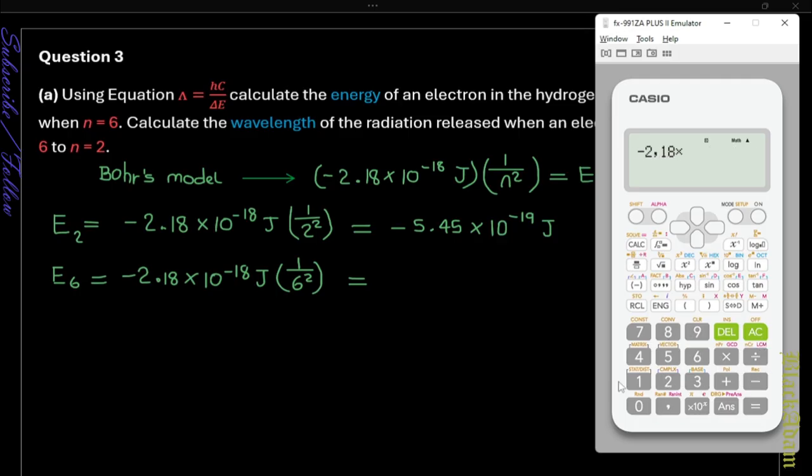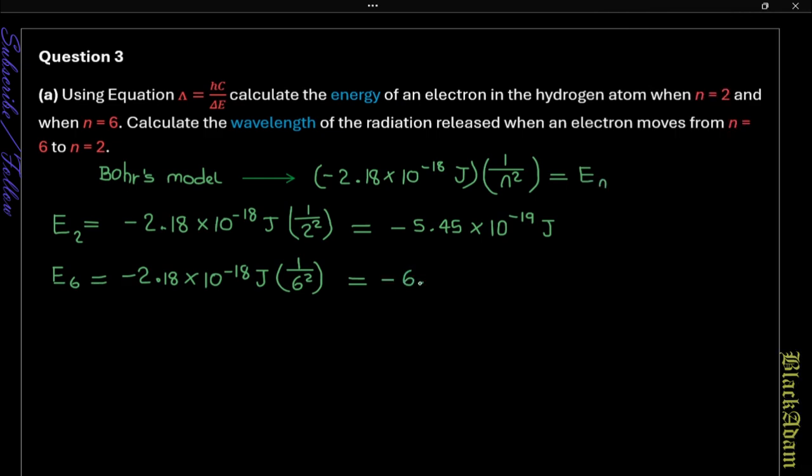Let's do it again. Negative 2.18 multiplied by 10 to the power negative 18 multiplied by 1 over 6 squared. So it's going to be negative 6.06 multiplied by 10 to the power negative 20 joules. So we have 10 to the power negative 19 and 10 to the power negative 20, so we put them to the same power, which is negative 19. So it's going to be negative 0.606 multiplied by 10 to the power negative 19.